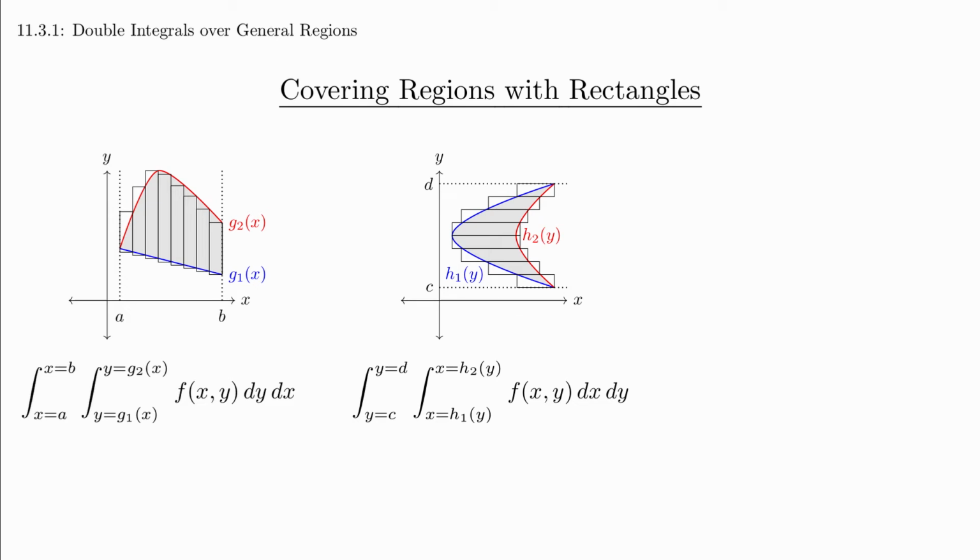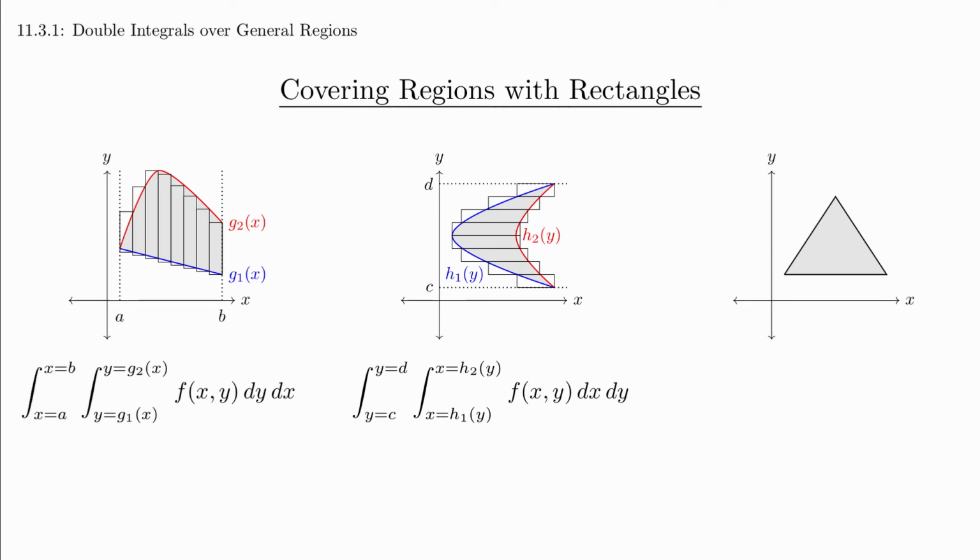This is very important. There are some regions that can be covered by either type of rectangle, but there may be practical reasons to prefer one over the other. Consider this triangular region. It's not hard to see that this can be covered with both horizontal and vertical rectangles. However, it turns out that if we use vertical rectangles, it will be slightly more complicated.